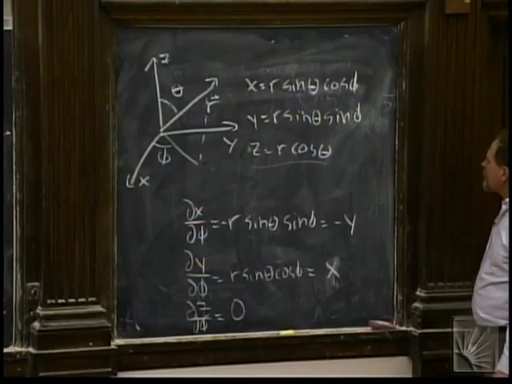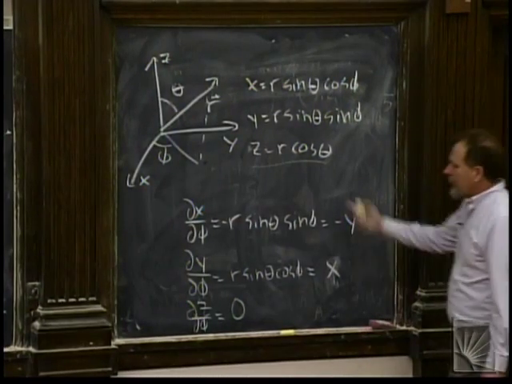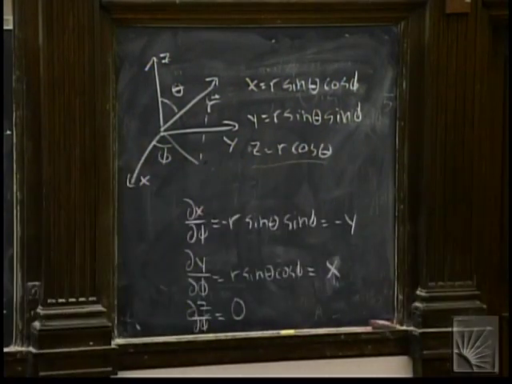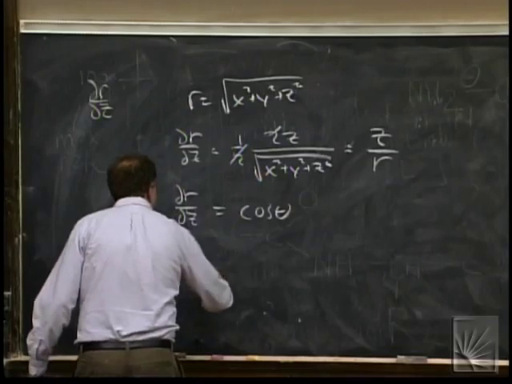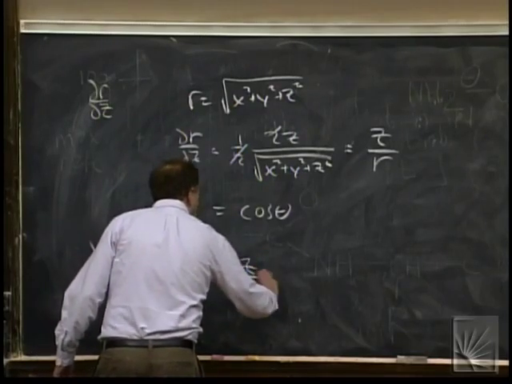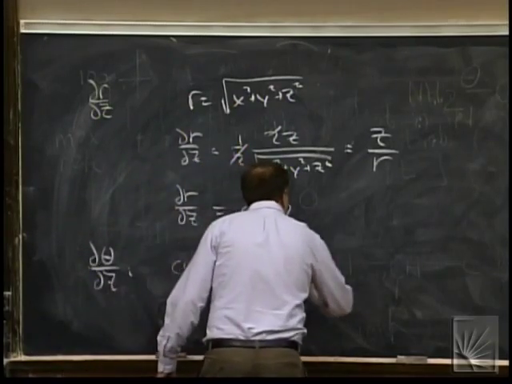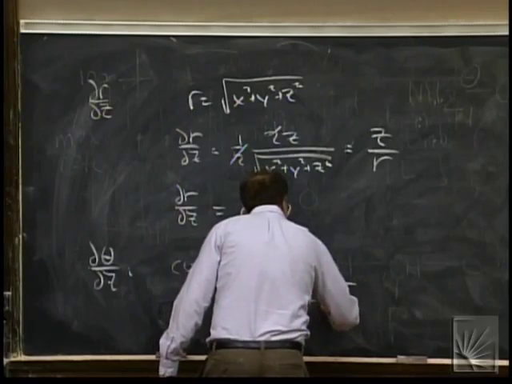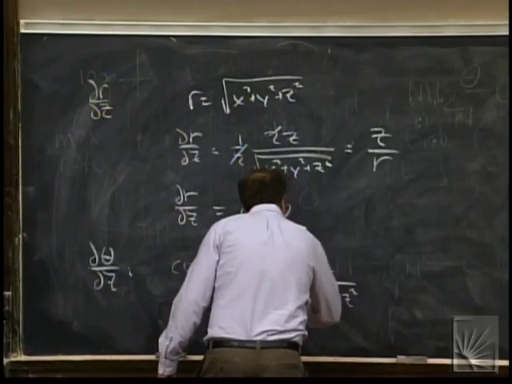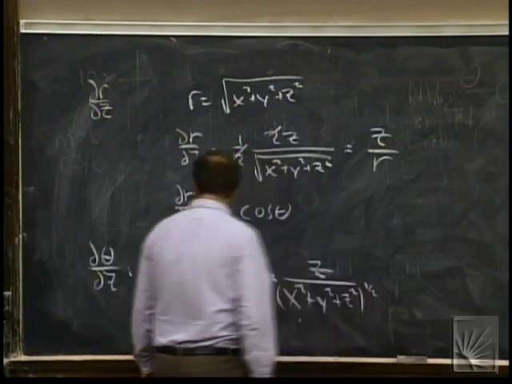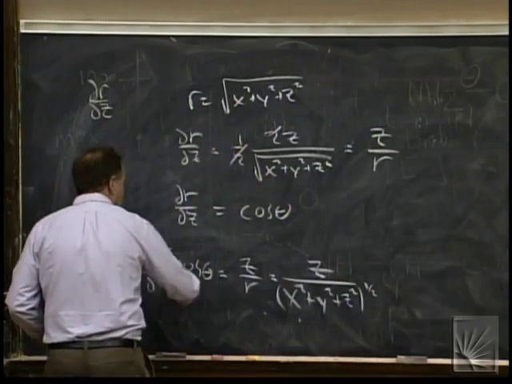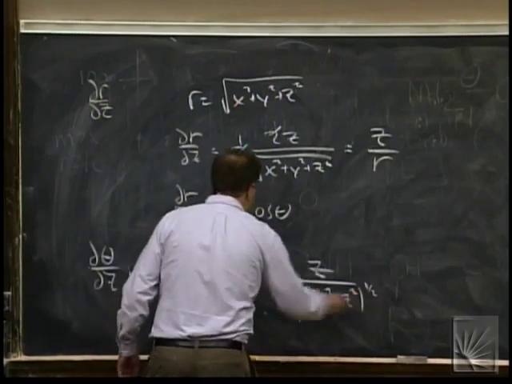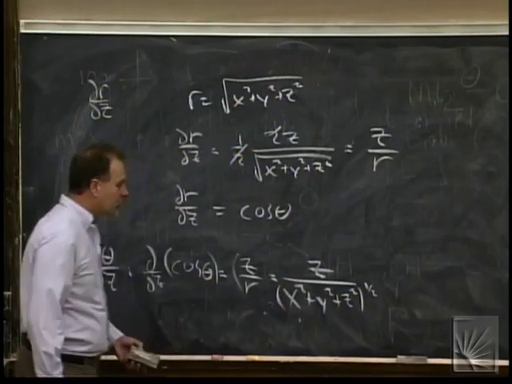How will I do that? To get d theta/dz, I can say cos theta equals z over r, which is z over x squared plus y squared plus z squared to the 1/2. And I take the derivative of this with respect to z and the derivative of that with respect to z, and I work it out. Okay?